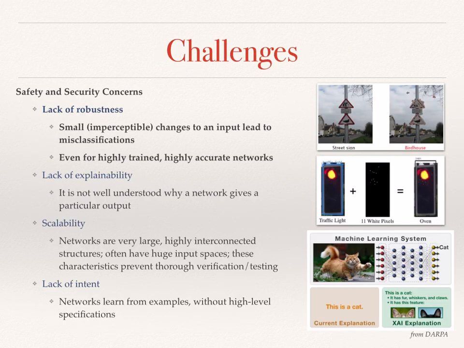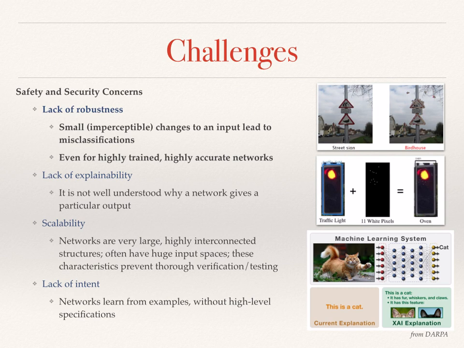But with this increased use of neural networks in different domains come also safety and security concerns. One such concern is lack of robustness. It is well known that small, imperceptible to the human eye changes to an input may lead to misclassifications in a neural network. And this can happen even for highly trained, highly accurate networks.